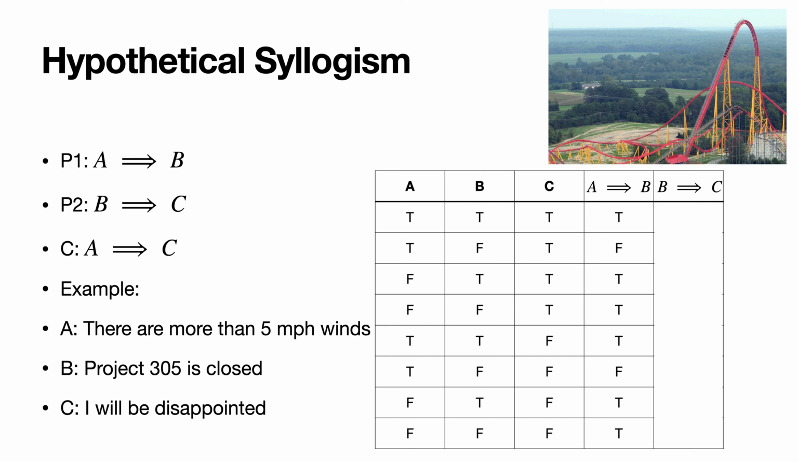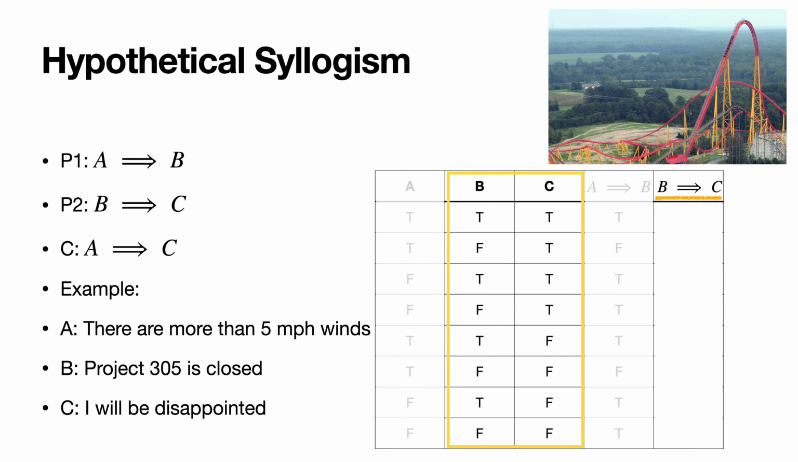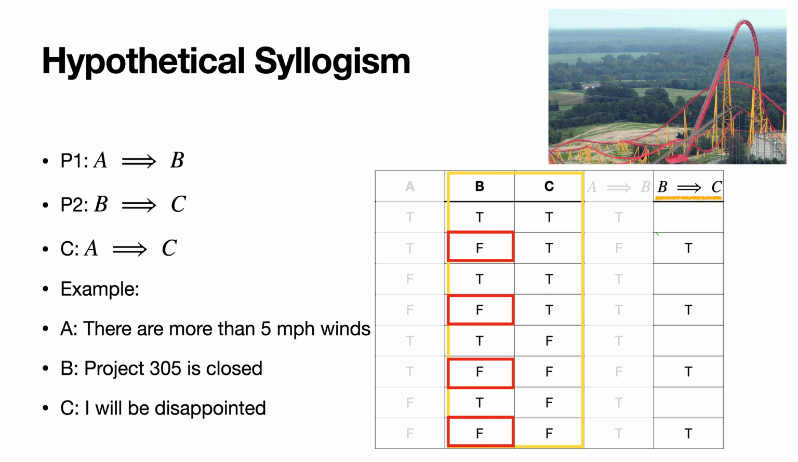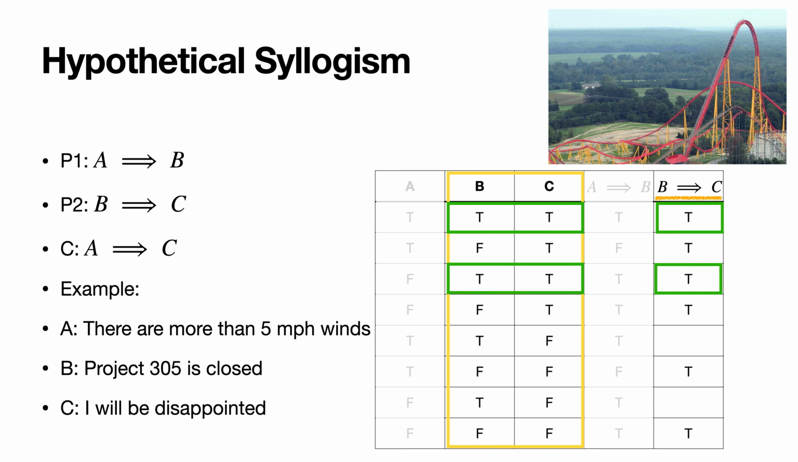We're going to be looking at columns 2 and 3 of our truth table. And I'm going to gray out these other ones so we don't get confused. As before, remember that B implies C is true whenever our antecedent B is false. So we're going to put in true in each of these places. Now, B implies C is true when both B and C are true. So we'll go ahead and put true in rows 1 and 3.